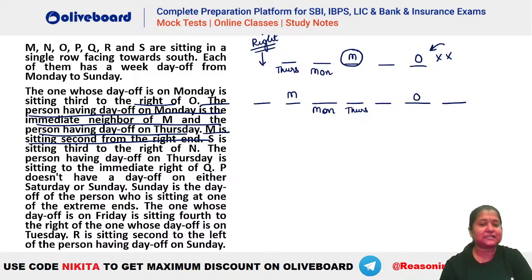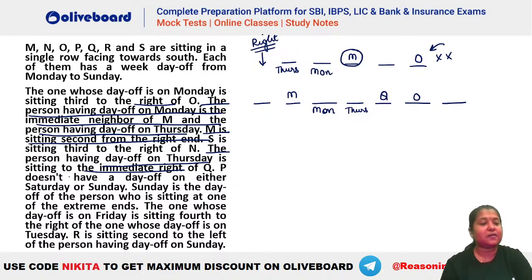अब आगे देखते हैं. Let's see what is given. S is sitting third to the right of N. तो बहुत सारी possibilities है. We'll check. The person having a day off on Thursday is sitting immediate right of Q. ये place कर सकते हैं because Thursday is already there. So Thursday is immediate right of Q. So Q will be here. ये आपका Q हो गया.